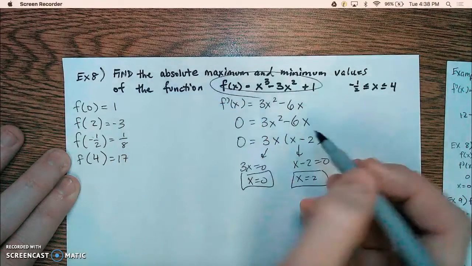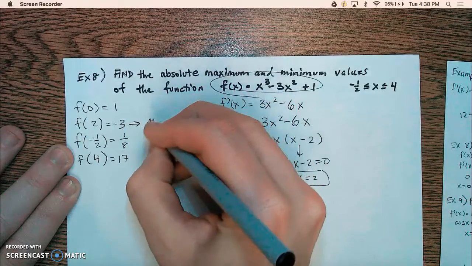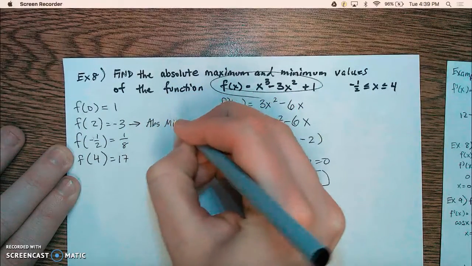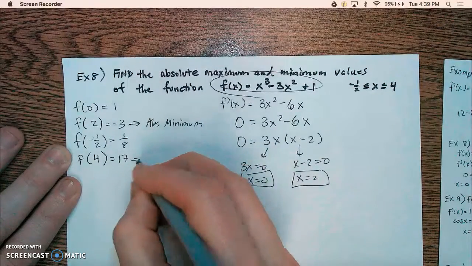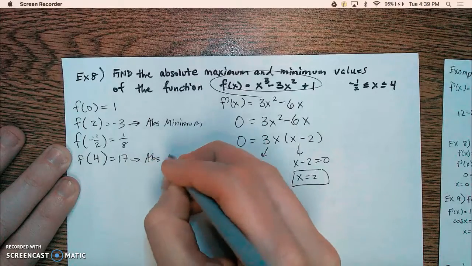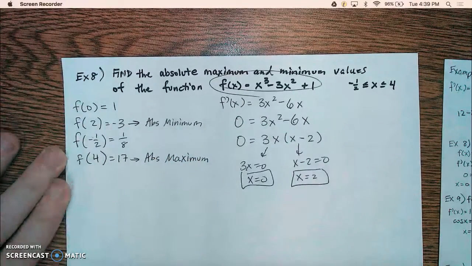So looking at these y values, my smallest one is my absolute minimum, which would be at 2. And then the largest one is your absolute maximum, which is at 4. And that is how you find your absolute maximums and minimums.